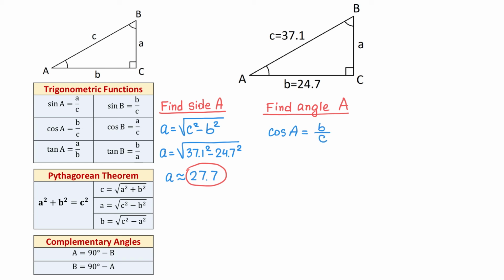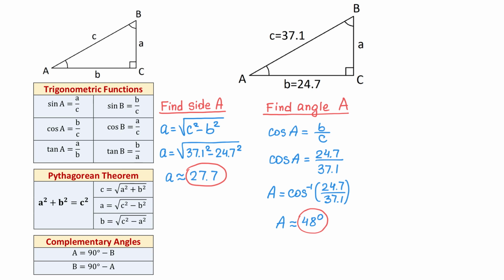And before we continue, also keep in mind that because we found side A, now we know all three sides, and to find angle A, we could use any of these three formulas. Now, in the formula I chose, let's replace B and C. So B is 24.7 and C is 37.1. From here, to find angle A, we need to take the cosine inverse of this fraction, 24.7 over 37.1. Then angle A will be approximately 48 degrees.